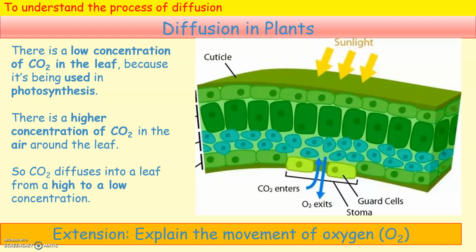After photosynthesis, oxygen will be high in the leaf. That's the concentration of oxygen will be high in the leaf. This oxygen that is in high concentration can then diffuse out of the leaf. So these are the two examples that you can use to explain diffusion in plants and animals.